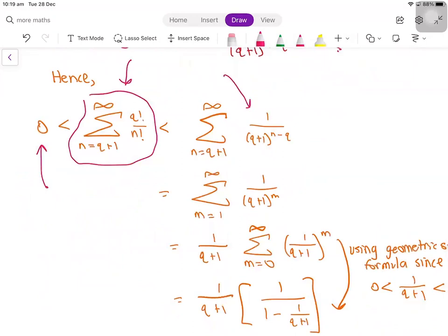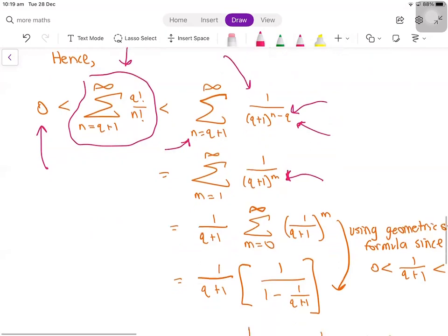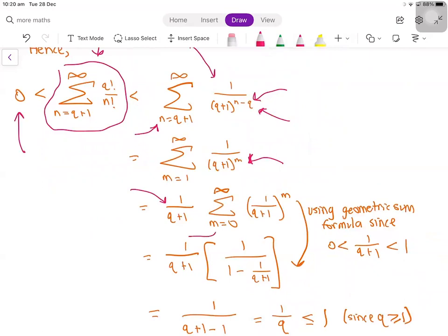And this can be rewritten, so you can change the term from n to m, where you can make m range from 1 to infinity and do (1 over q plus 1) to the power of m. This is because, for example, when n equals q plus 1, you have q plus 1 minus q equals 1, and you're continuing onwards. So you can change the variable from n to m and change where the sum is ranging from. And now we can take a 1 over q plus 1 factor out and make the sum go from m equals 0 to infinity of (1 over q plus 1) to the power of m.